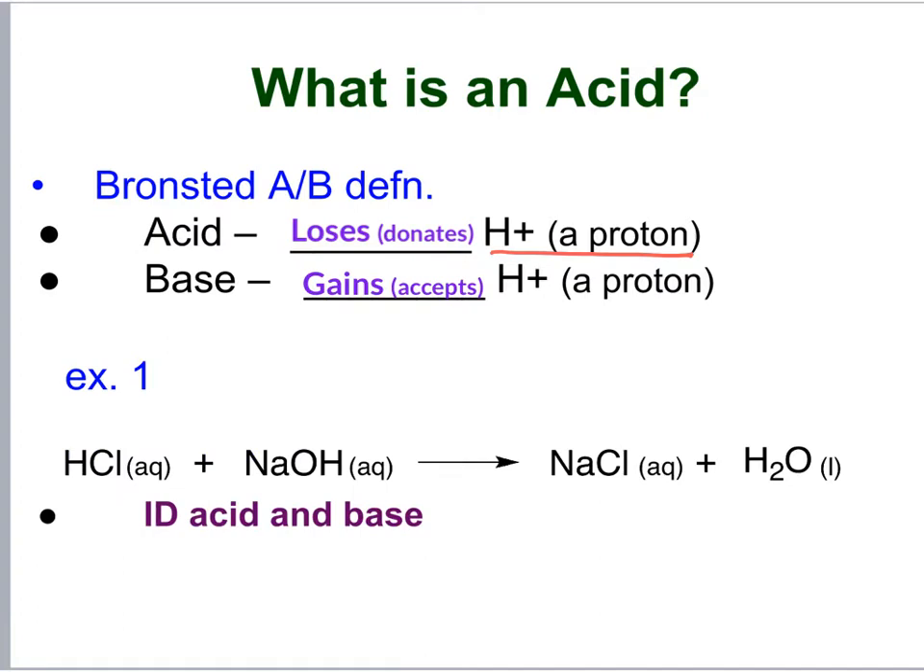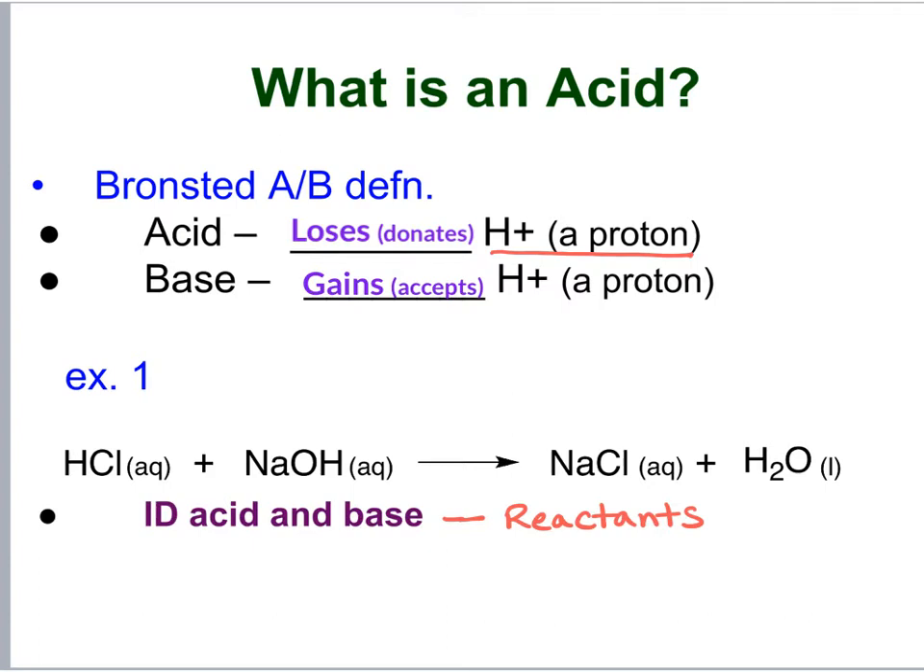So if we look at the reaction shown for example 1, we have HCl plus NaOH. If we're identifying the acid and the base, those are always going to be reactants. So we're never going to be looking at the products for this part of the problem. So if you look at these, right now we just have to go with our gut. So probably you recognize one of these. So which one looks like an acid to you?